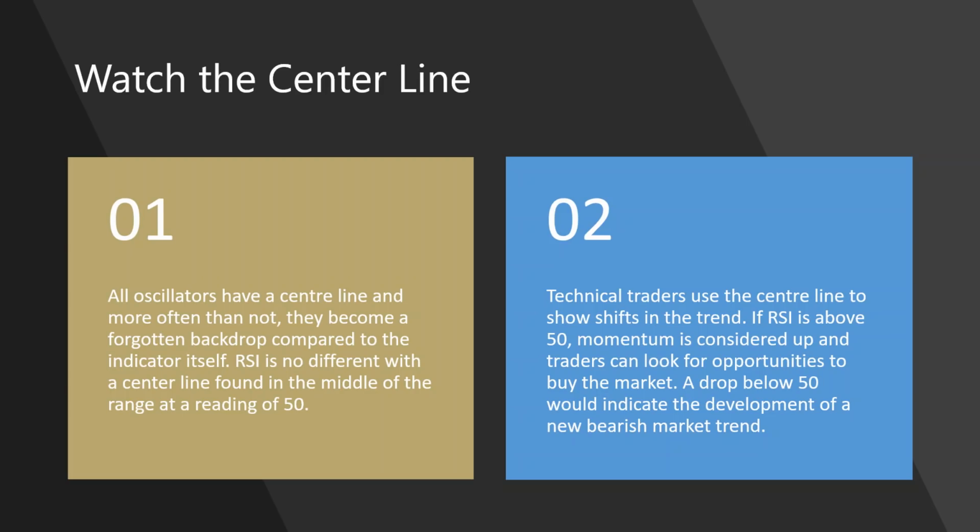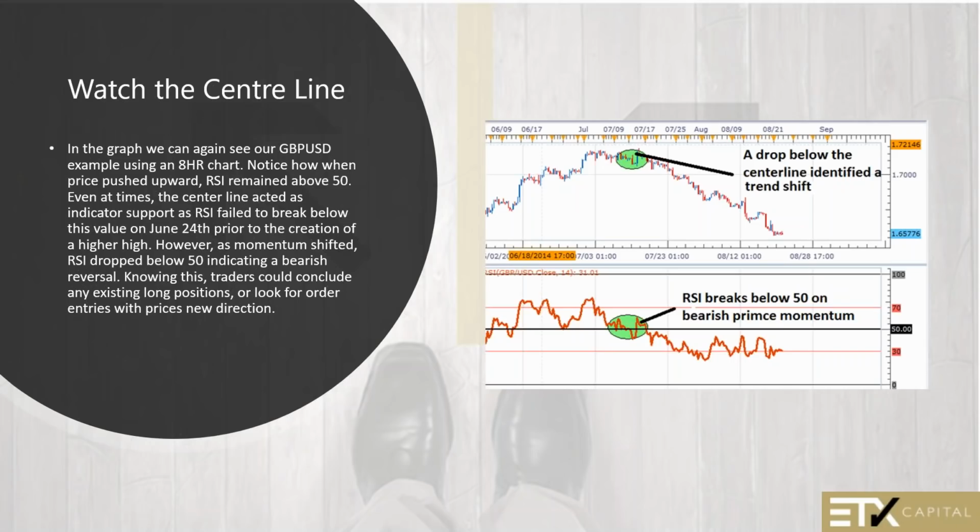A drop below 50 would indicate the development of a new bearish market trend or a period that we might want to consider selling. Not that we're getting a sell signal, but you only want to be selling in a downtrend, buying in an uptrend.